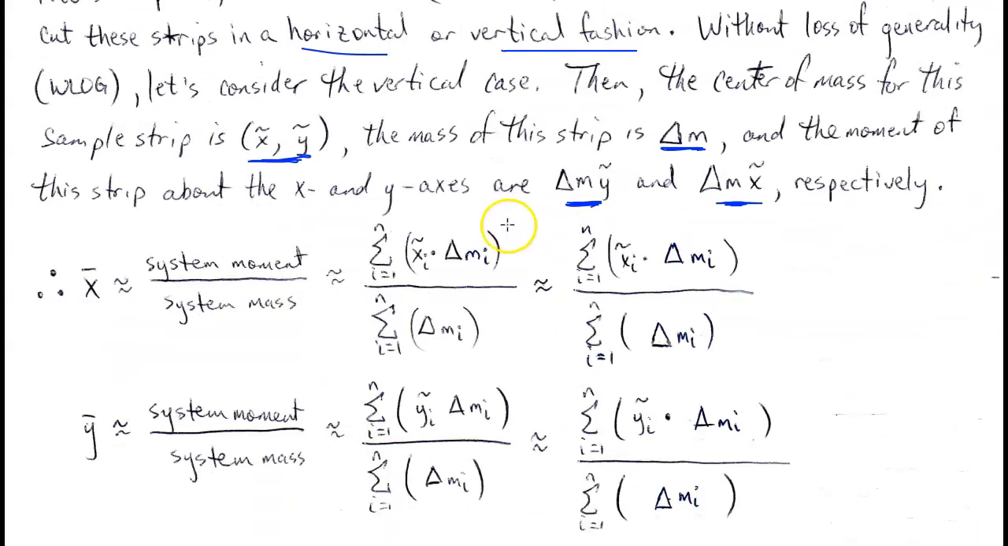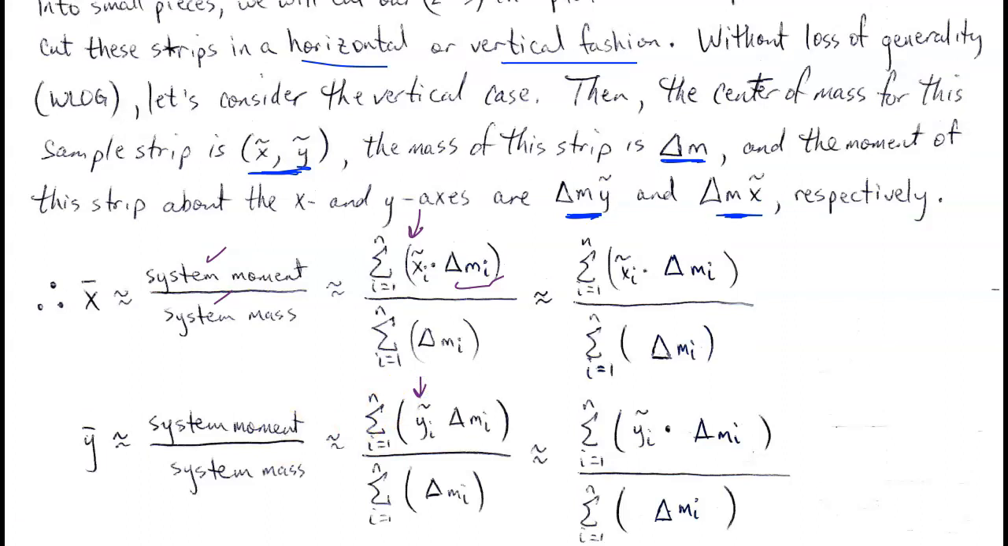So if we are able to say all that, then of course we know that x bar, which is going to be the x coordinate for the center of mass, is just going to be system moment divided by system mass. Instead of it being just a regular x value, it's just going to be x tilde here. And of course, our mass is just delta M sub i. And for y bar, where now we're considering the moment about the y axis, we would consider y tilde.